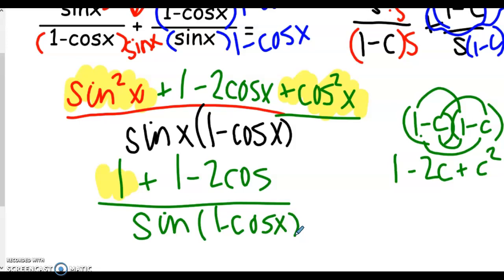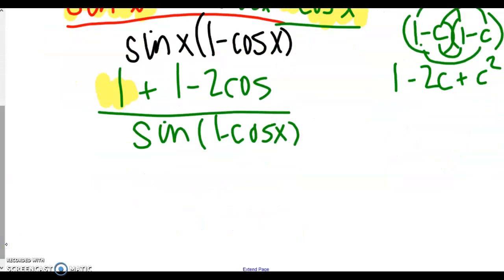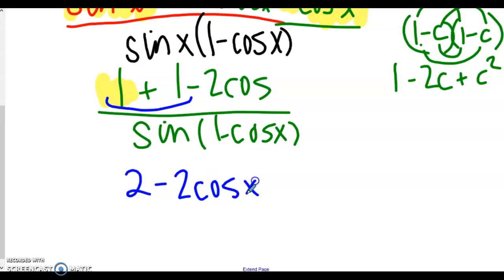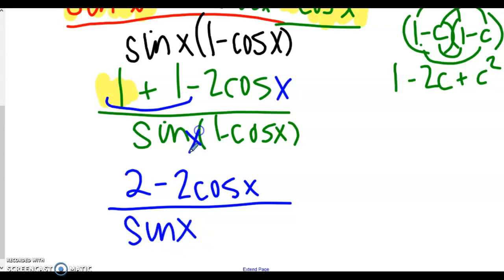Okay, great fun. So let's put some stuff on the top. Oh, I see something. Oh, this is great. Watch this. Do you see how you've got 1 and 1? 1 and 1 makes 2, minus 2 cosine x. On the bottom, I've got a sine x and a 1 minus cosine x. Do you see how the 1 minus cosine x is going to cancel?